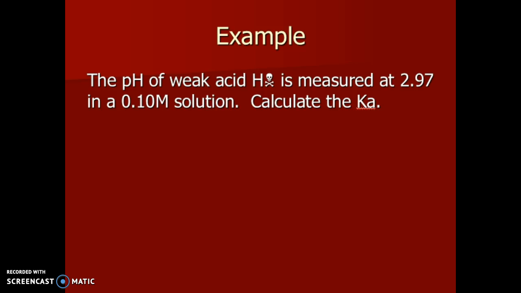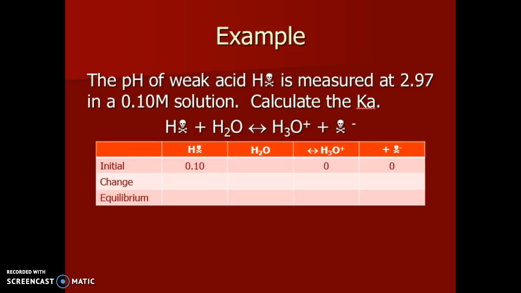So let's set up what we know so far. Again, I always start with a dissociation equation so that I can set up my chart problem directly under that. I've layered in my initial concentrations already of 0.1 molar for my acid and zeros for my products. Now in this case, my change isn't necessarily given to me yet, and I'm also asked to calculate the Ka value. I can't not know both of those things. But remember, what I do know is that the pH at equilibrium is 2.97.